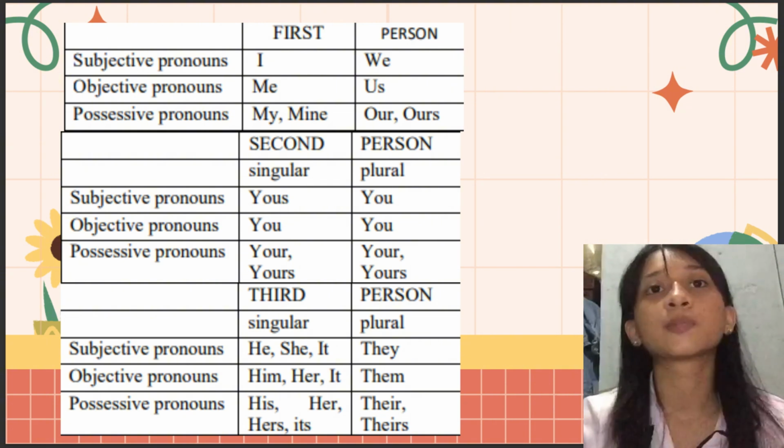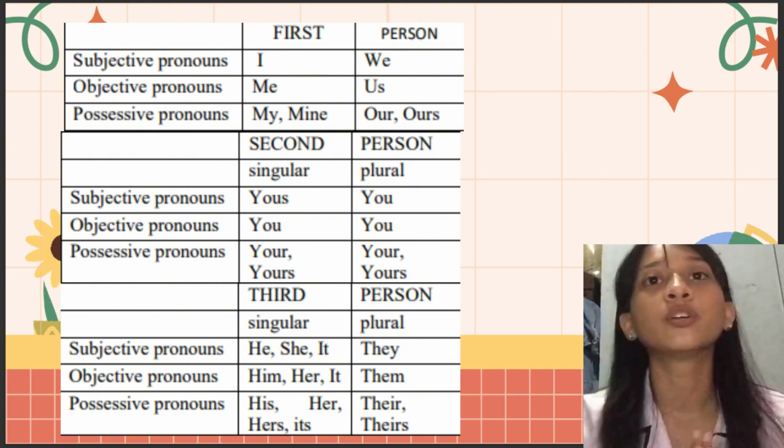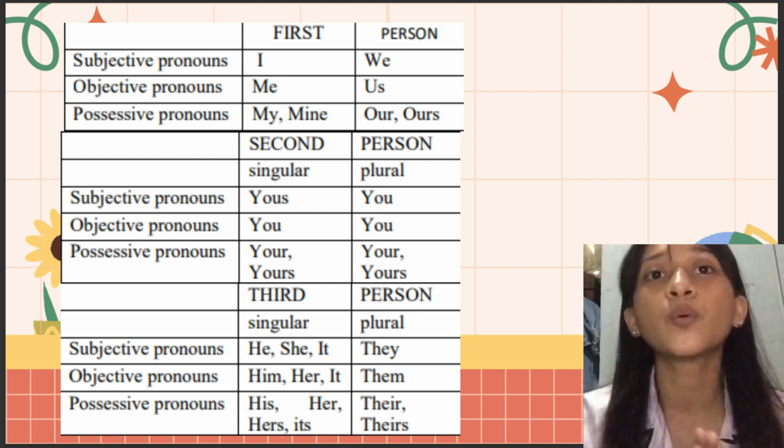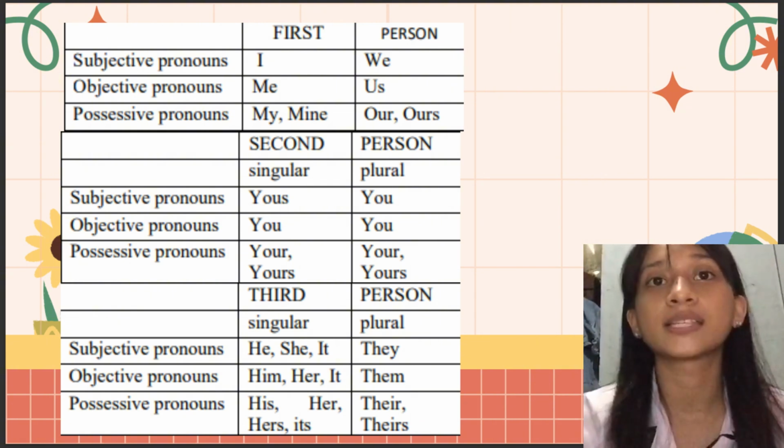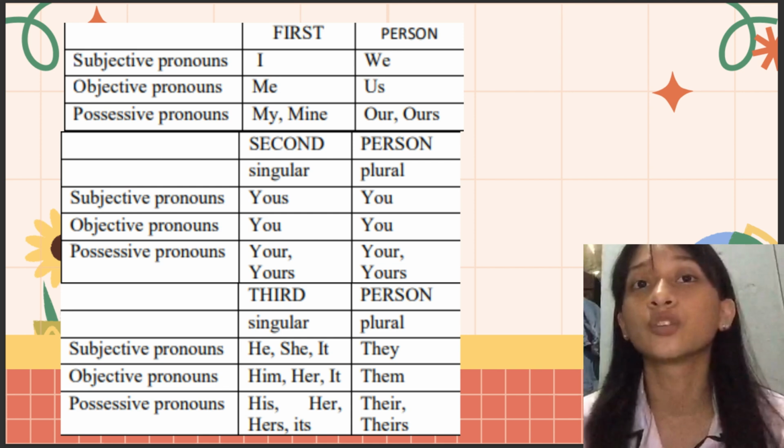Moving on to the example of second person. The singular subjective pronoun is you. You are a diligent student. The singular objective pronoun is you again. You have a book. And the possessive pronoun is your. Wash your hands.